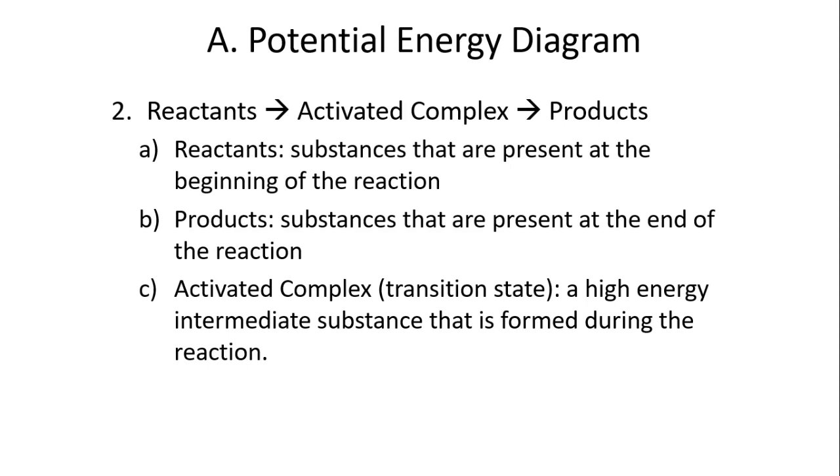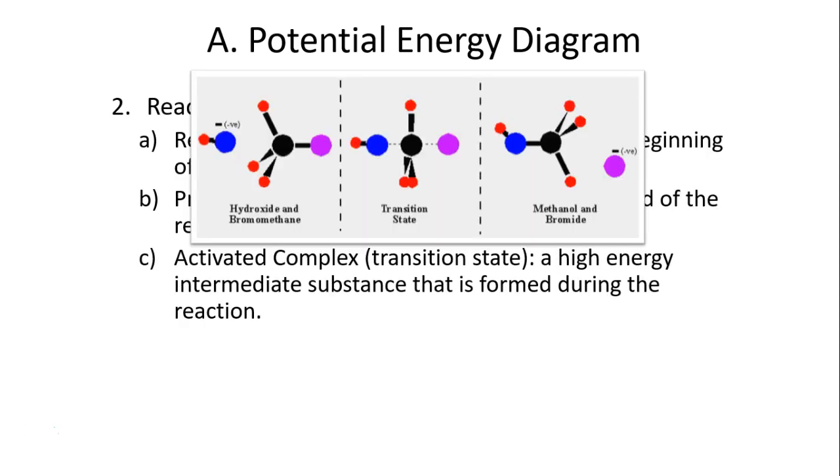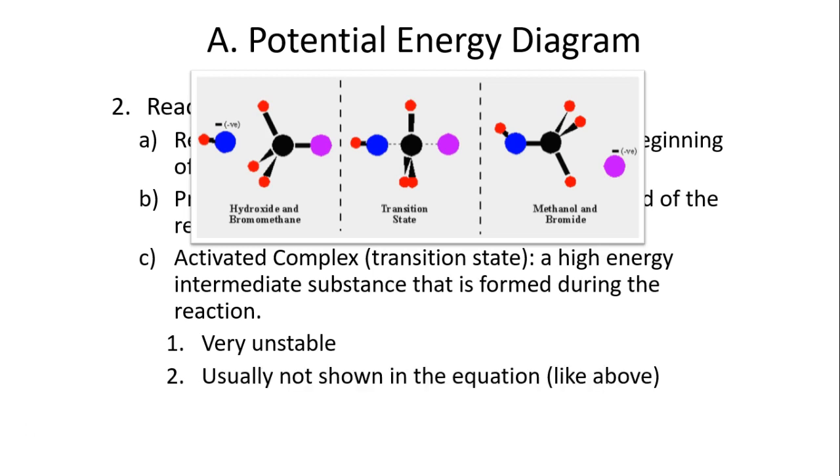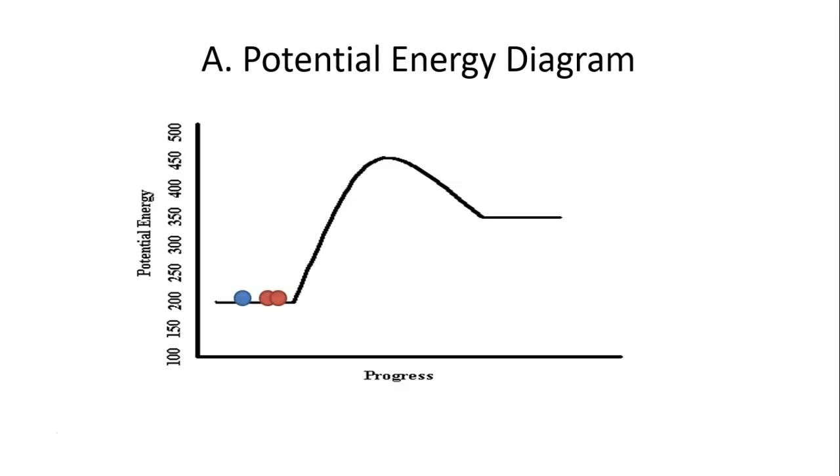Think of the activated complex as one big giant blob of all the molecules and atoms stuck together. And so in this picture, you see them separate, the transition states, when they're all bumping into each other, and then new products are formed. Some things to know about the activated complex is that it is very unstable. It doesn't last very long. And we do not usually see it in the equation. You usually only see reactants and you see products. You never really see the transition state.